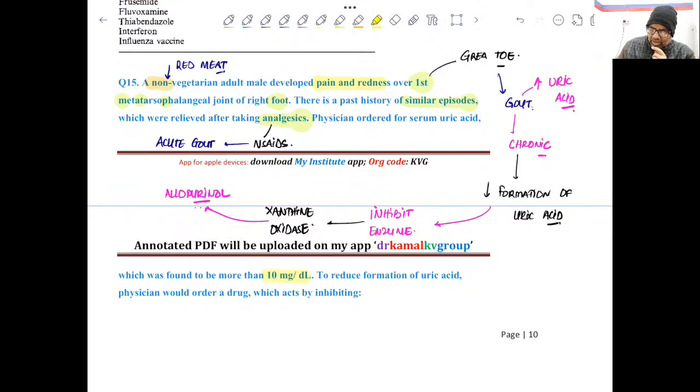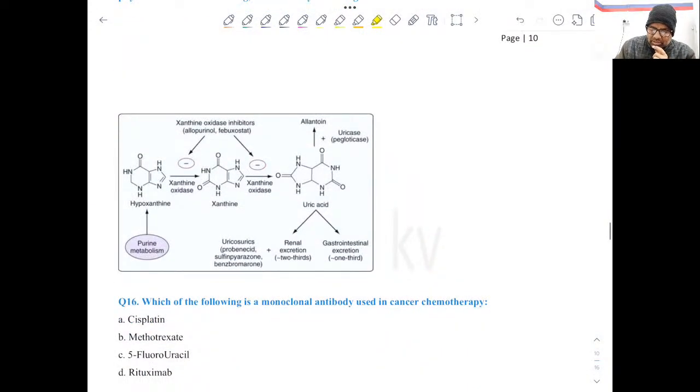So uric acid levels were also high here, and if you see, this is the area where xanthine oxidase works, finally resulting in formation of uric acid. And this is of course because of metabolism of purines. Clear? So this is metabolism of purines. The final product is uric acid, and therefore we need to give some drug which will block this enzyme, so that this conversion of hypoxanthine to xanthine or xanthine to uric acid does not take place. Clear? So that drug is allopurinol, or we can also use febuxostat.